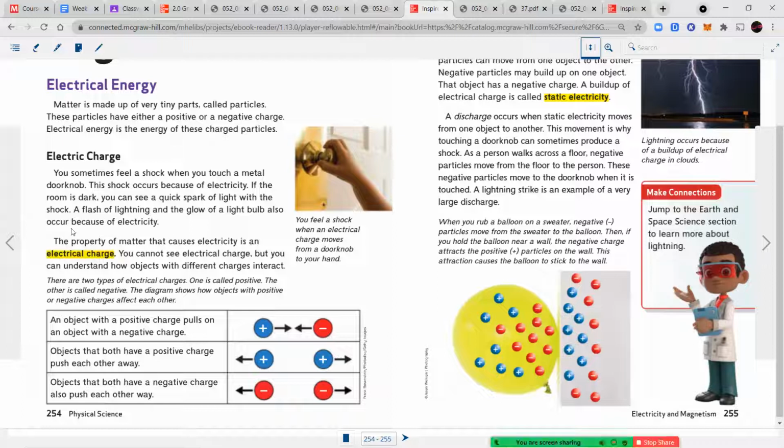There are two types of electrical charges. One is called positive, and the other is called negative. The diagram shows how objects with positive or negative charges affect each other. So an object with a positive charge pulls or attracts an object with a negative charge. They'll want to come together. Objects that have both positive charges will repel each other or push away from each other. Same thing when you're trying to put two objects that both have negative charges. Those will also push away from each other. So you need opposite charges in order for those charges to attract to each other.